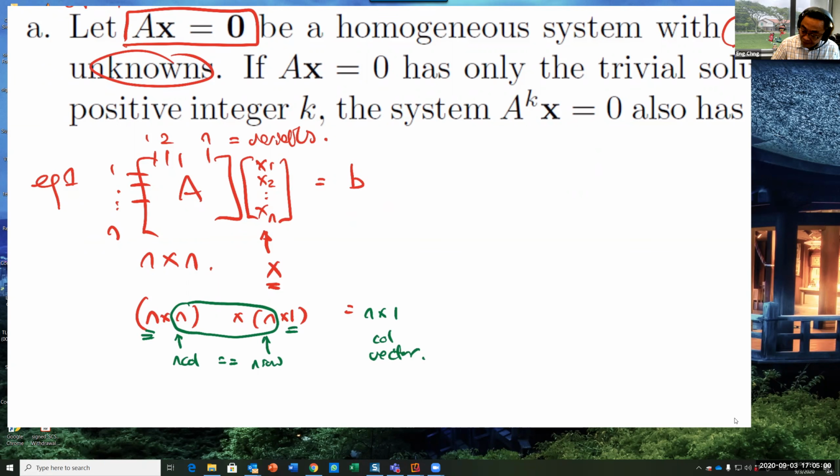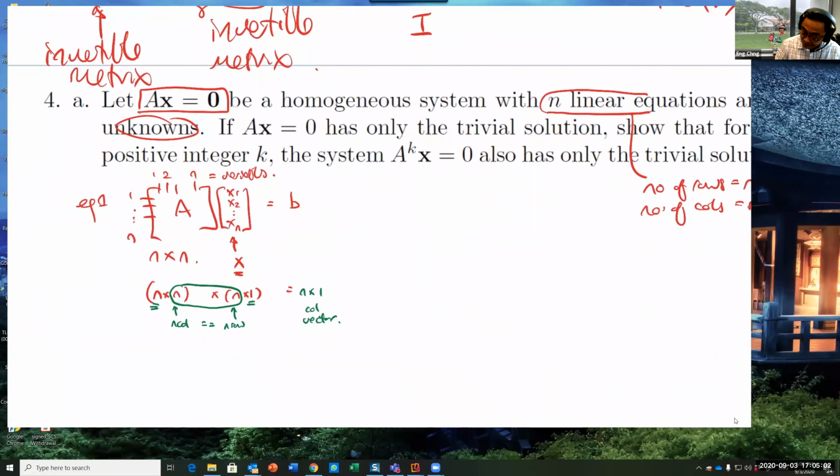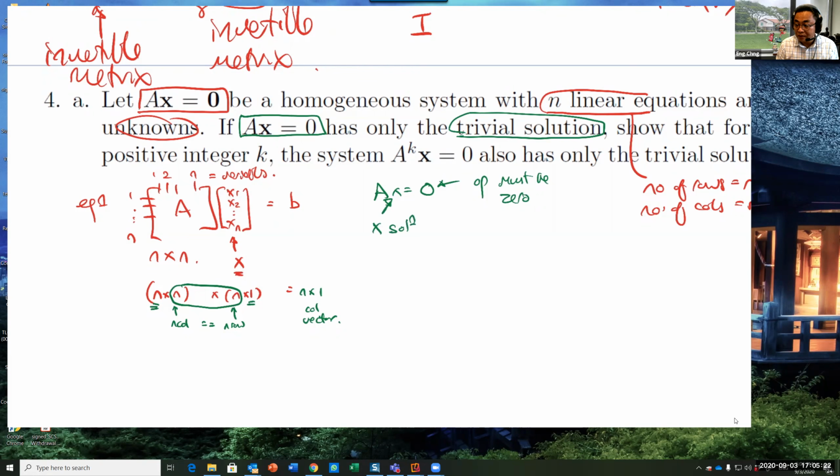So what are the other information he gave us? The second information he gave us is AX equals to 0. So he fixed the output. Output must be 0. And then he said trivial solution. What's he trying to tell us? He says X is the solution. The solution of the equation is X. So this guy must be the trivial solution, which is the zero vector as well.